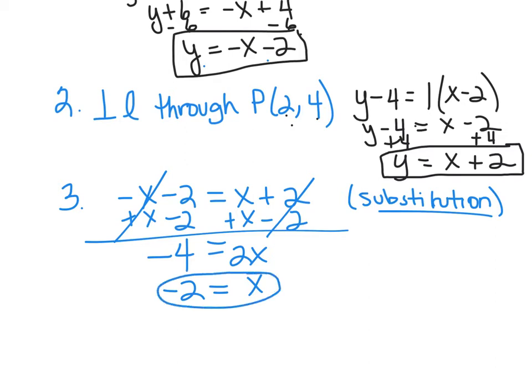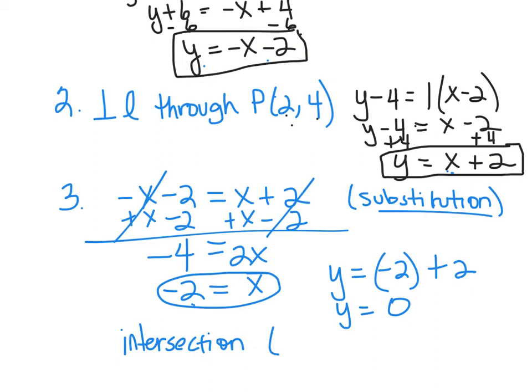So now we have to substitute this -2 into one of these two equations. I'm just going to put it in the positive one, so y equals -2 plus 2, and that is 0. So my intersection of the two lines is at (-2, 0). And the last step is going to be to find the distance between that and (2, 4), which is my P.